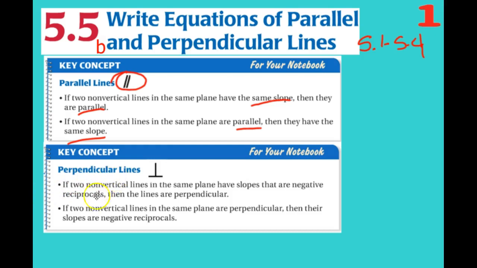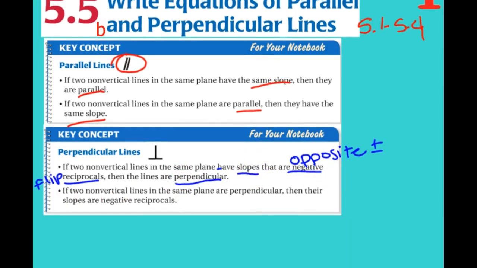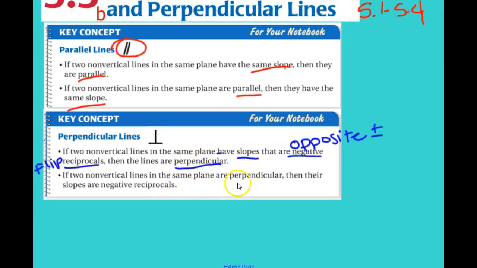Same thing with perpendicular lines. If two non-vertical lines in the same plane have slopes that are negative reciprocals, or we call those opposite reciprocals, meaning one is negative and one is positive. And reciprocal means we are flipping our fraction. Then the lines are perpendicular. So if their slopes are opposite reciprocals, they must be perpendicular lines. Or if someone tells you these are perpendicular lines, then their slopes must be opposite reciprocals or negative reciprocals.